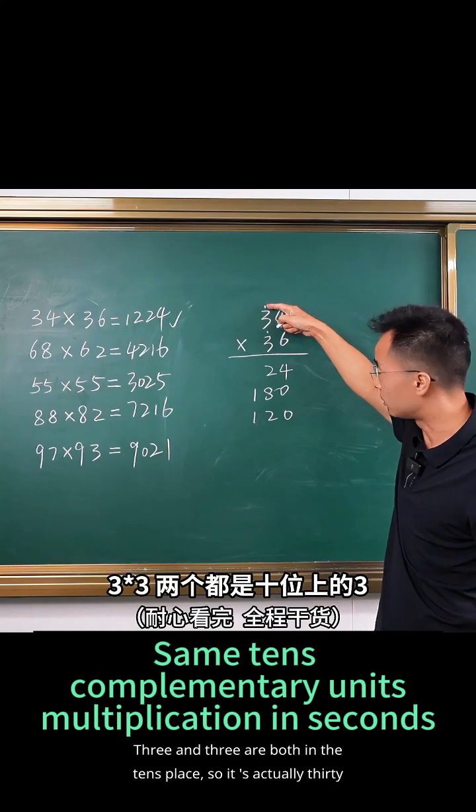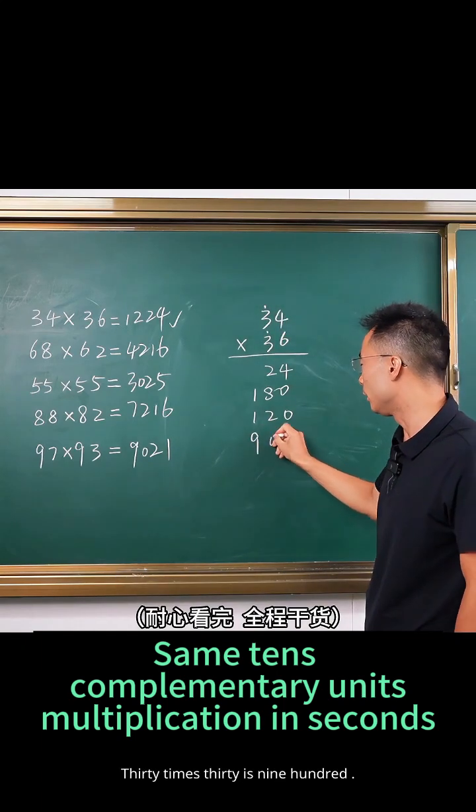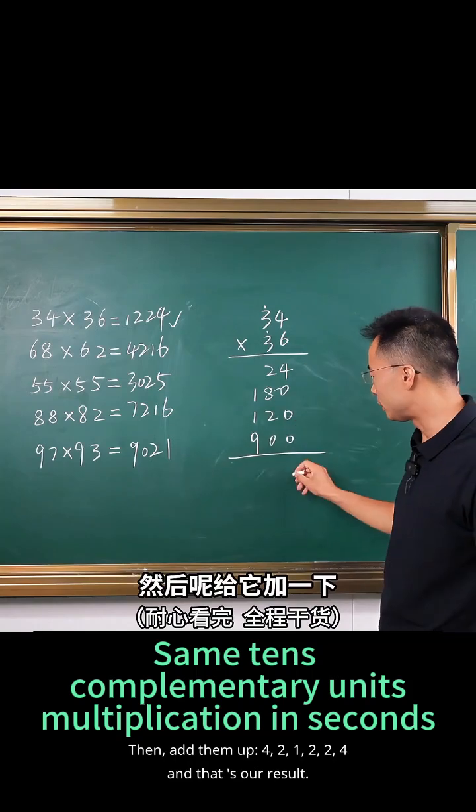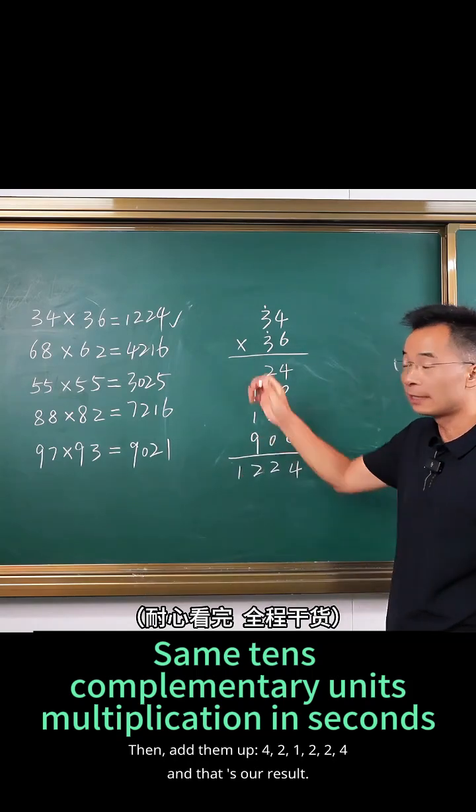3 and 3 are both in the tens place, so it's actually 30. 30 times 30 is 900. Then add them up. 24, 180, 120, 900, and 1224 is our result.